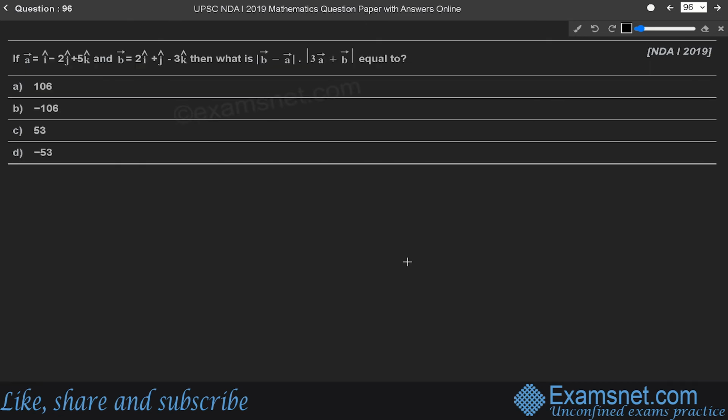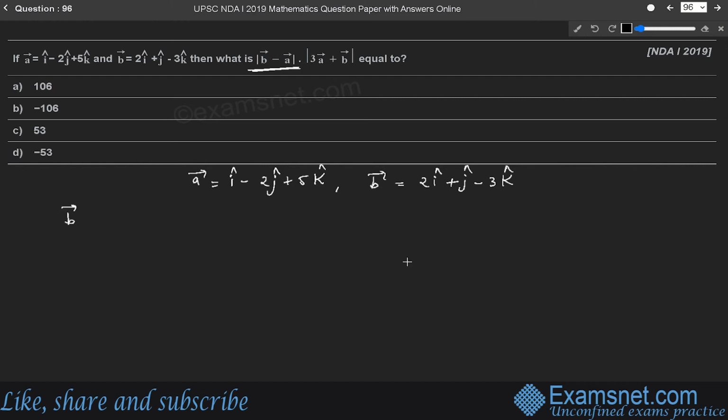Next question is, if A vector is equal to i cap minus 2j cap plus 5k cap and B vector is equal to 2i cap plus j cap minus 3k cap, then what is mode of B vector minus A vector dot mode of 3A vector plus B vector equal to? So first let us find mode of B vector minus A vector.